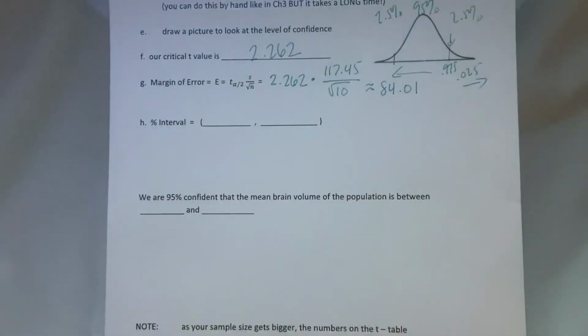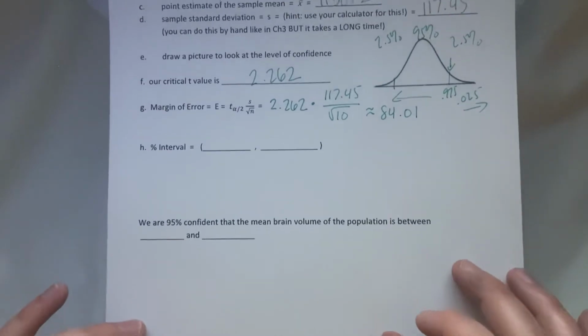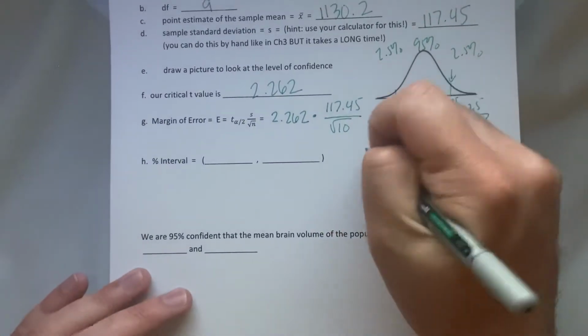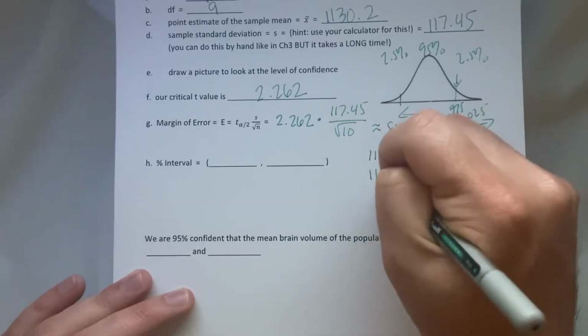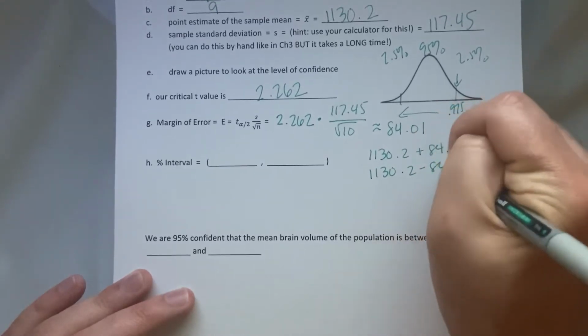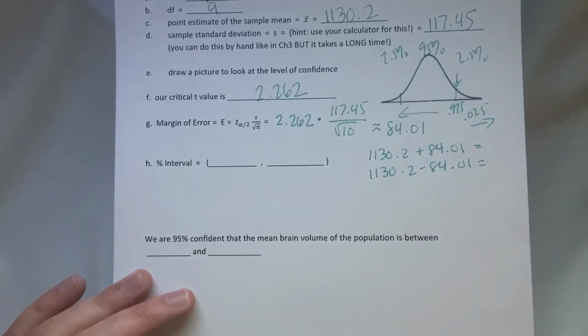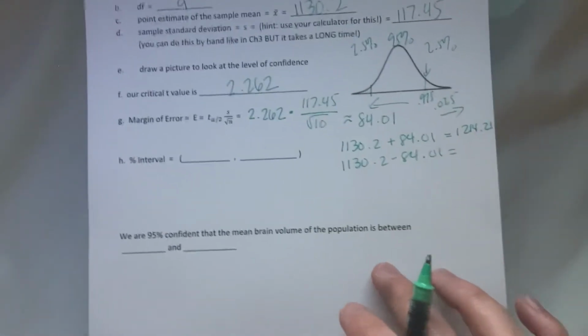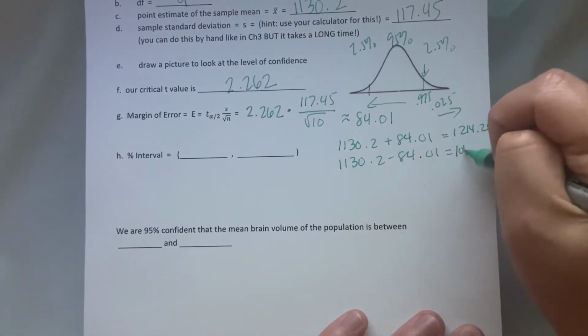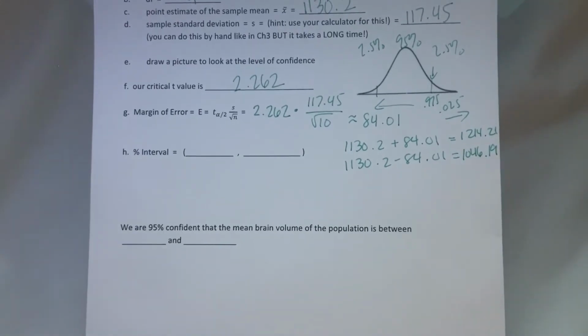So again, once I have my margin of error, that gets added and subtracted to my sample mean, which is from above 1130.2. So I need to take 1130.2 plus 84.01 to get the upper bound, and 1130.2 minus 84.01 to get the lower bound. So when I add 84.01, I get 1214.21. When I subtract it, I get 1046.19.